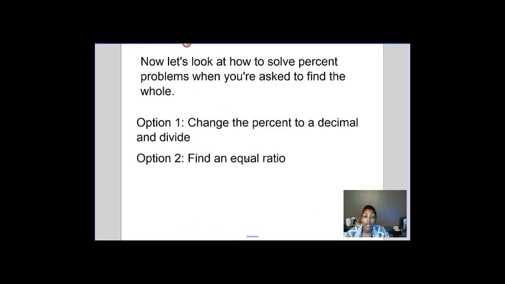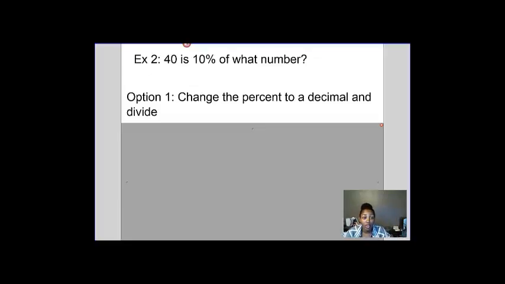So now let's look at how you solve a percent problem when you're asked to find the whole. They've given you the piece. They want you to find, well, what is that a piece of? So the first option is you can change the percent to a decimal and then divide. The second option is, again, doing a proportion or finding an equal ratio.